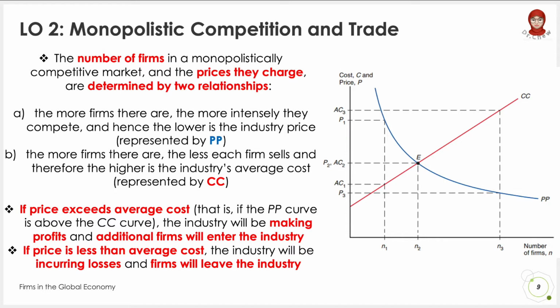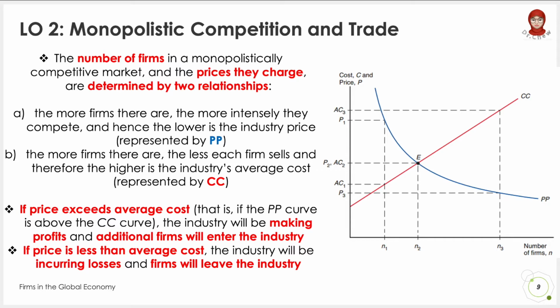This figure illustrates how a monopolistically competitive market works. The number of firms in a monopolistically competitive market and the prices they charge are determined by two relationships. First, the more firms there are, the more intensely they compete, and hence the lower is the industry price, represented by curve PP. Second, the more firms there are, the less each firm sells, and therefore the higher is the industry average cost, represented by curve CC.